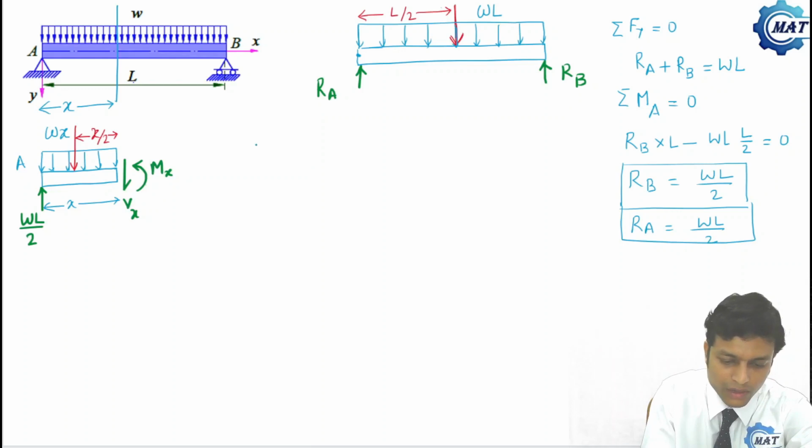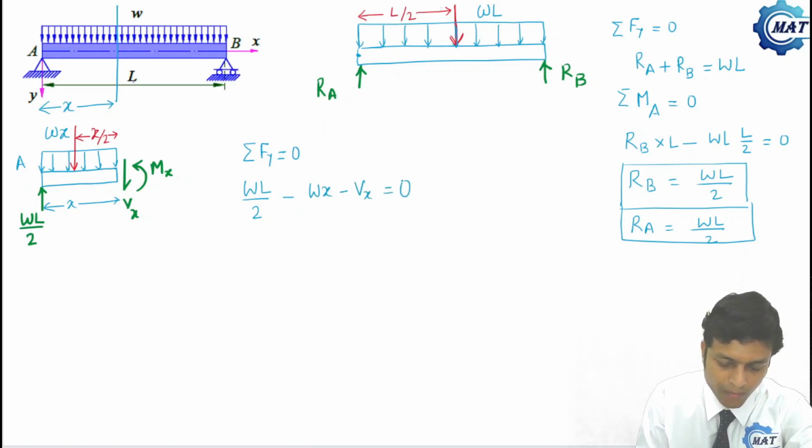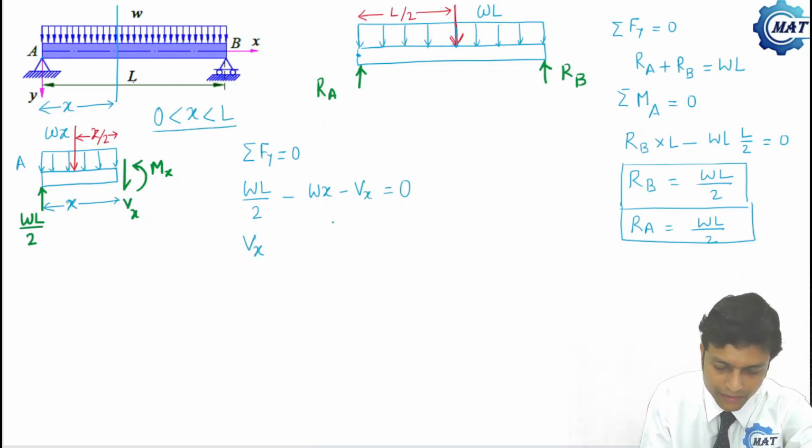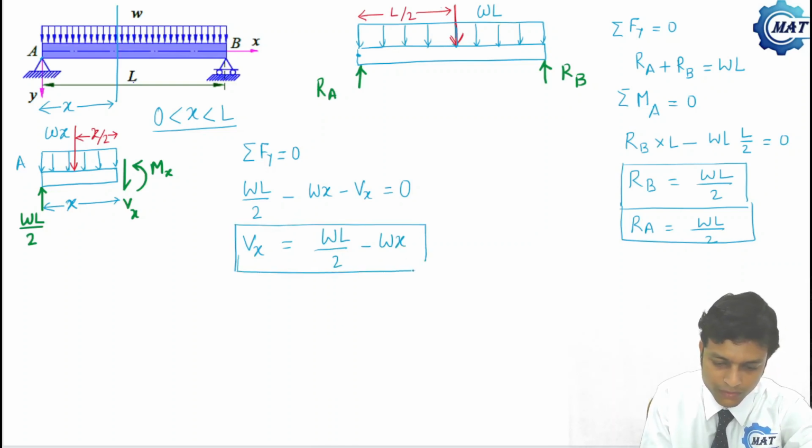So first let us calculate Vx. We shall apply sum of Fy is 0. If we apply sum of Fy is 0, then wL by 2 minus wx minus Vx is 0. Here we have to mention another point, that is the limit of x: x is greater than 0 and less than L. This is the limit of x here. That is, if we take Vx to this side, then we will get wL by 2 minus wx. So this is the expression for shear force.